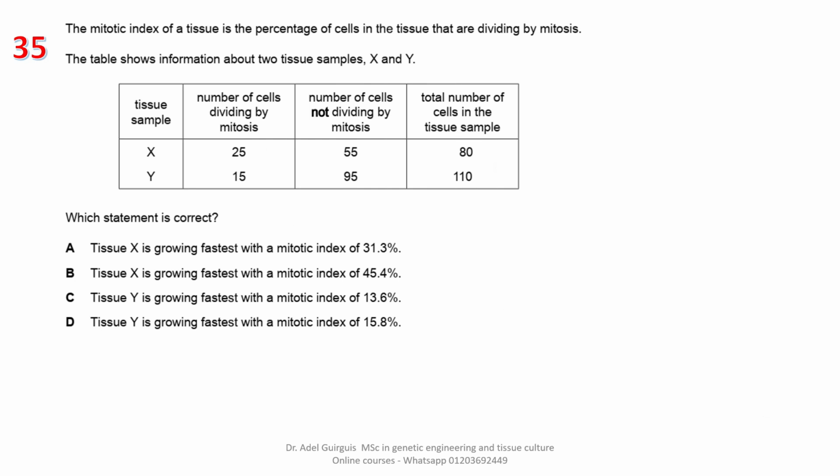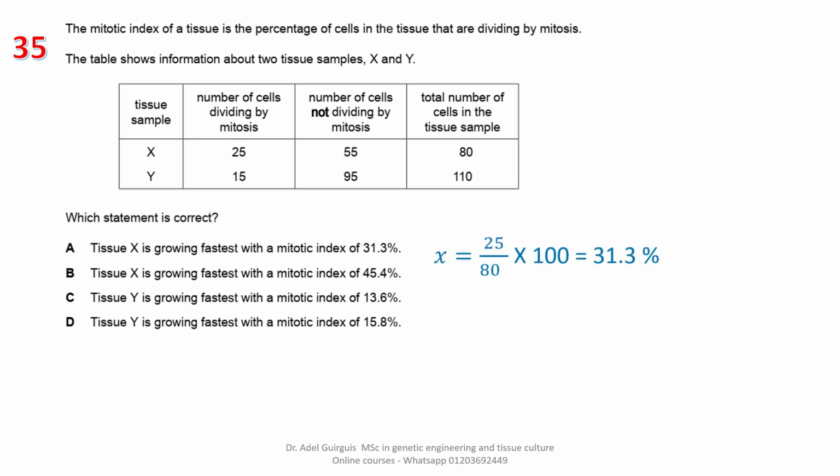35. Mitotic index of a tissue is the percentage of cells in the tissue that are dividing by mitosis. The table shows information about two tissue samples X and Y: number of cells dividing by mitosis, number of cells not dividing by mitosis, total number of cells in the tissue sample. So, which statement is correct? We need to make calculations to answer this question. Okay, prepare your calculator.